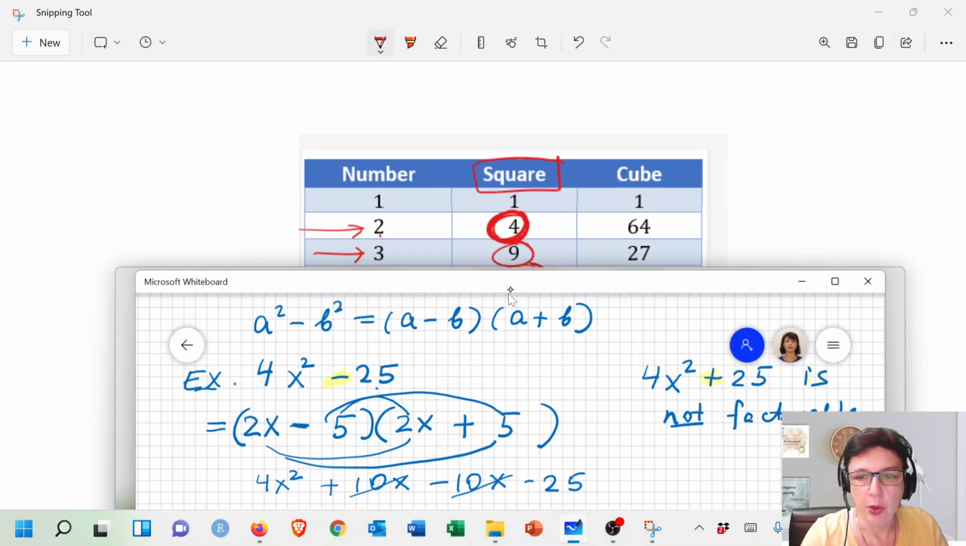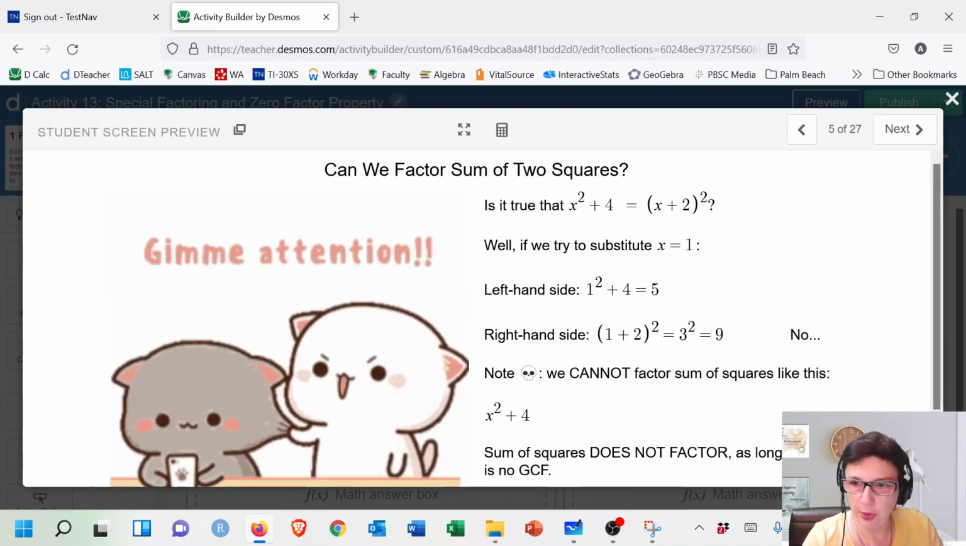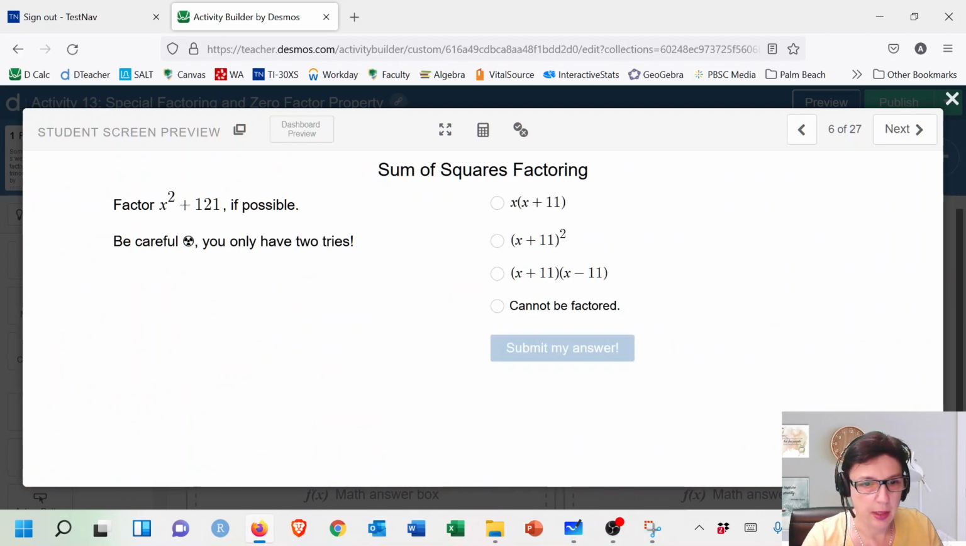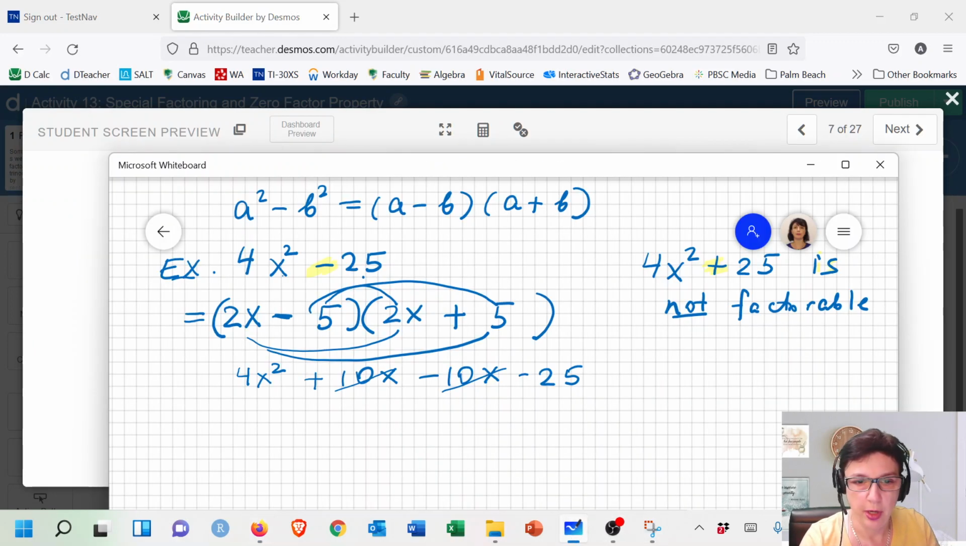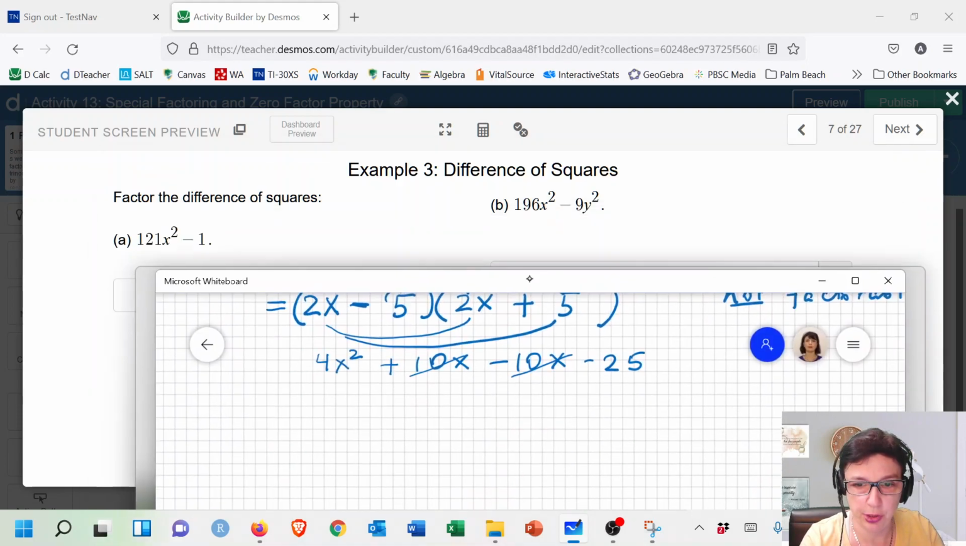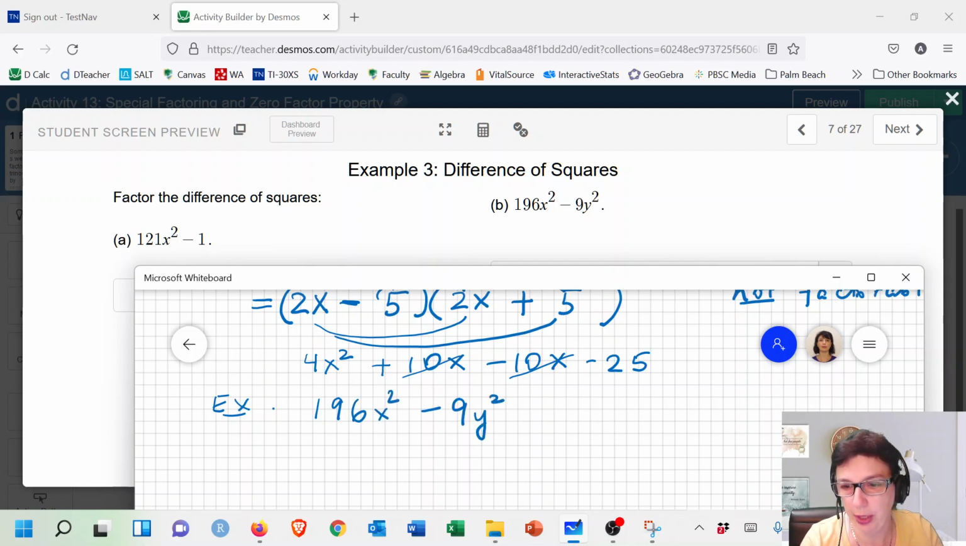Okay, so just one more example, so that we can practice. Now here, for example, it says factor x squared plus 121. This is a sum of squares. The answer is you cannot do that. So a sum of squares cannot be factored. If you have a plus in between, it's not going to work. Okay, but here we have a minus, so we're good, we can factor it.